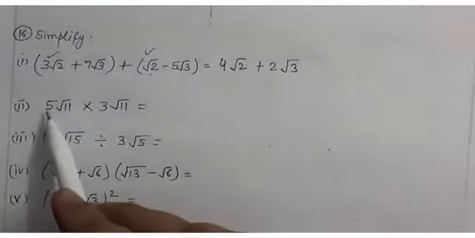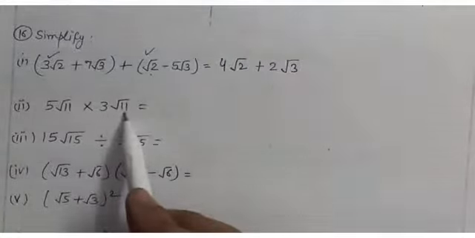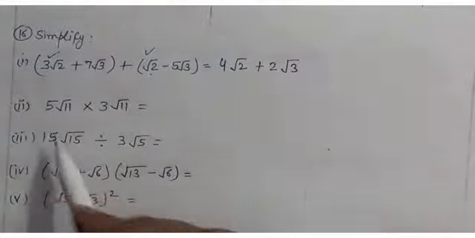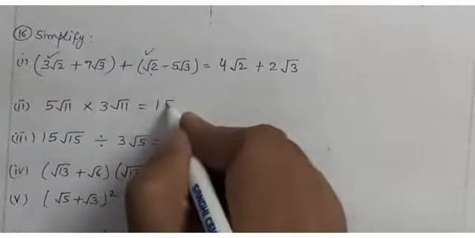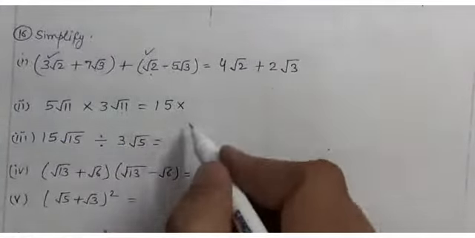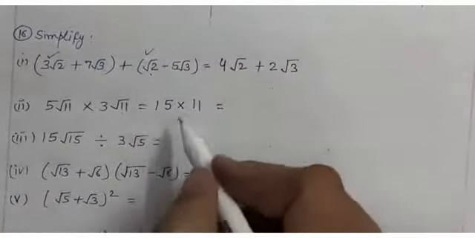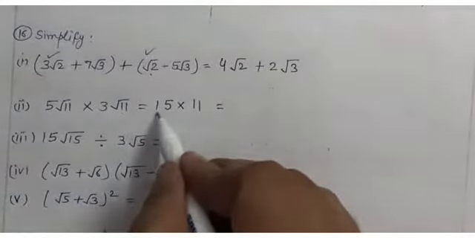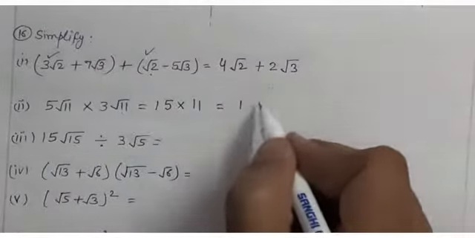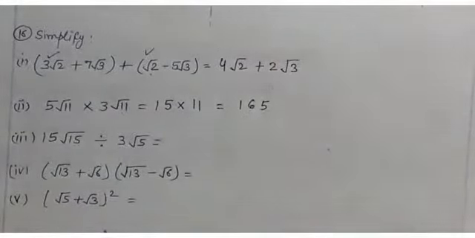In the second one, just you see 5 root 11 into 3 root 11. This is 5 times 3 is 15, into root 11 into root 11. This will be 11 only. And now again magic. What is the magic of 15 into 11? Take 1 and 5 like this. Again 5 and 1, 6, 165.